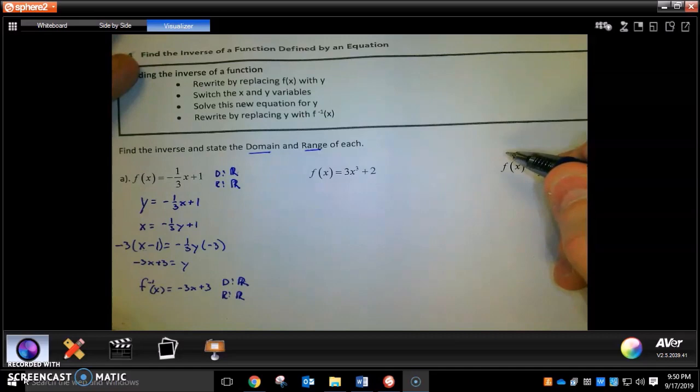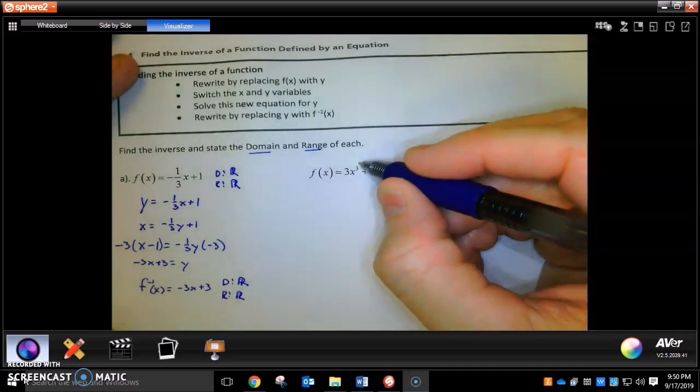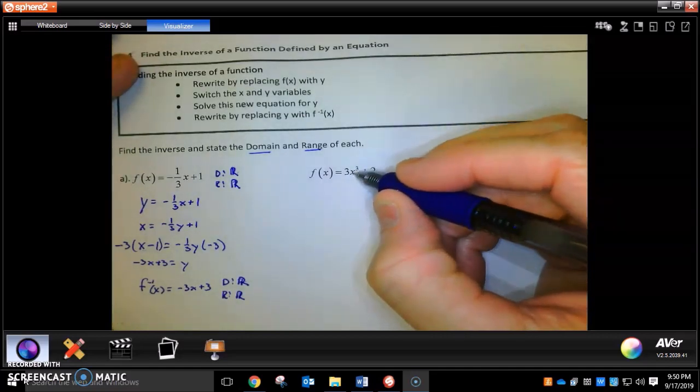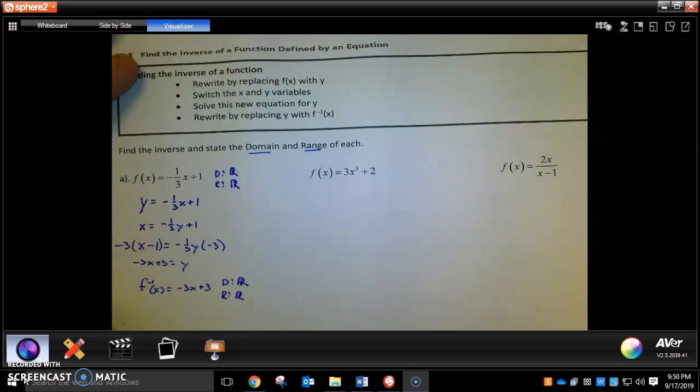Okay, the second example. Now, check this. Some of the notes had a typo. This should be 3x cubed, not squared. So make sure that says cubed.